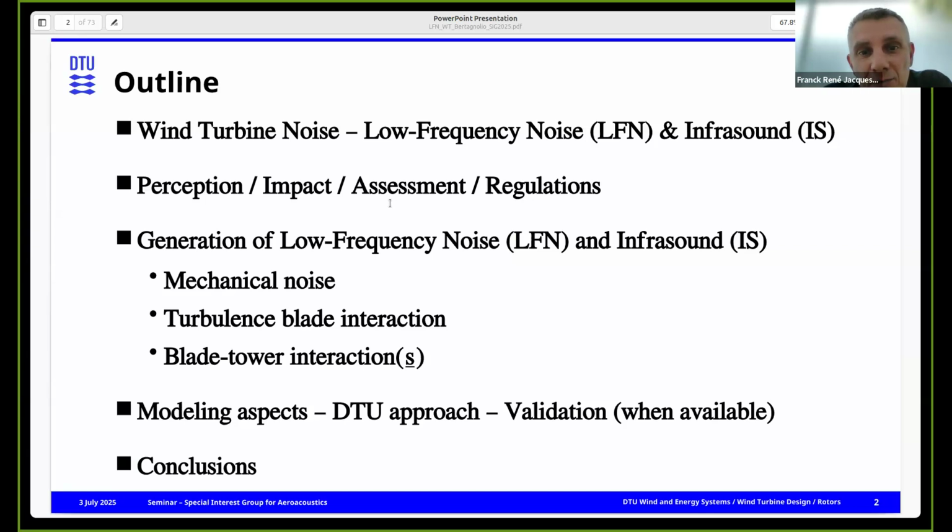So I will define what we are speaking about. When we speak about low frequency noise, it includes infrasound. I will go over some aspects which are not so engineering related, like perception, impact assessment, and regulations. And then I will go more into the generation of these noise sources for wind turbines, look at different mechanisms, and then go to modeling aspects, focusing mainly on what we do here at DTU, but also other methods which have been used in the literature earlier. And this will not necessarily be in a chronological manner.